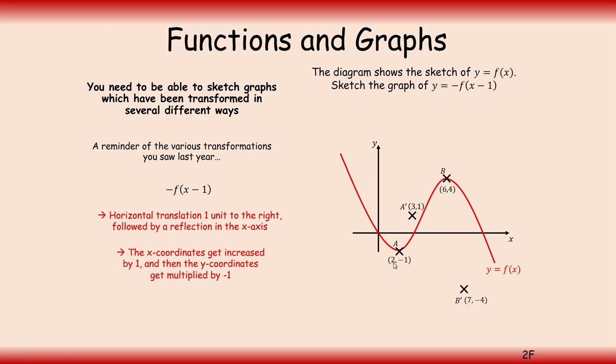So we shift it 1, so that becomes 3 minus 1, but then we reflect it. So instead of 3 minus 1, it becomes 3 plus 1. And here, instead of 6, it becomes 7, 4, and we reflect it down to 7 minus 4. And then we can sketch the reflection like so.